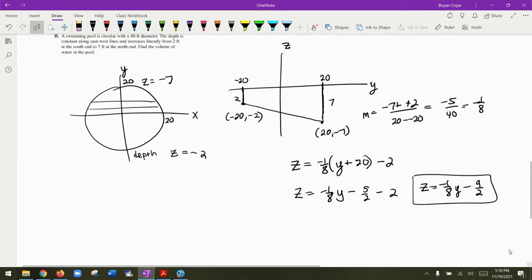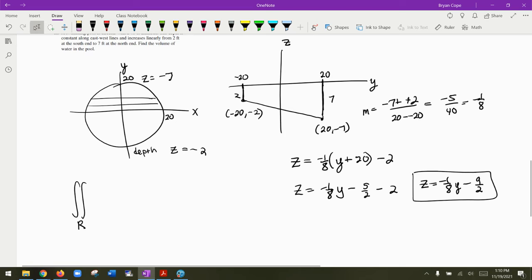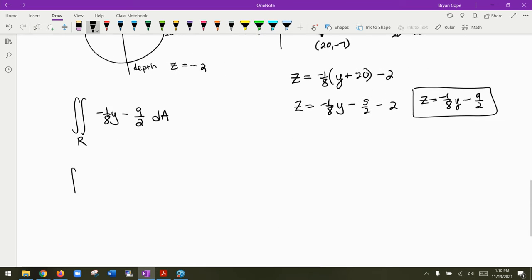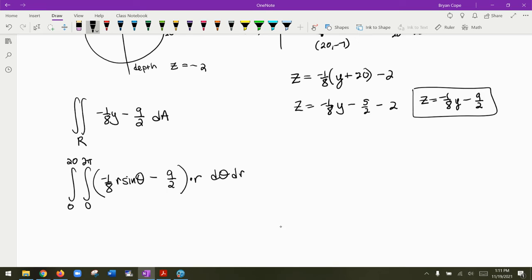All right, so we're going to do a double integral over this region of the function negative 1/8 y minus 9/2. The region is a circle. So the radius will go from 0 to 20, the angle will go from 0 to 2 pi, and our function will be negative 1/8 r sine theta minus 9/2 times r d theta dr. Okay, let's see if I can solve this by hand.